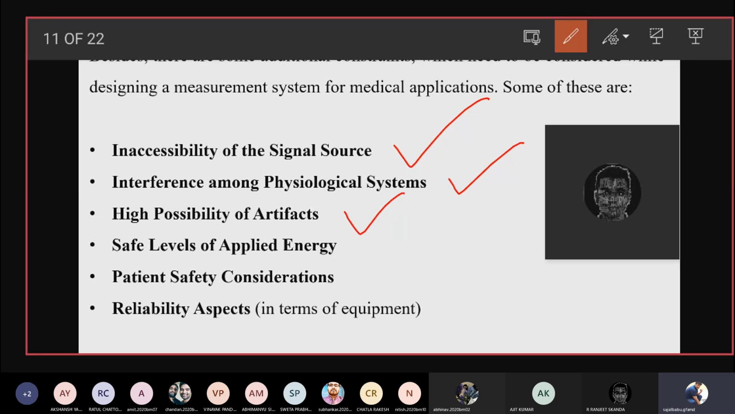Okay, and coming on to the next. The next important constraint that we have in medical instrumentation is safe levels of applied energy. Because we are going to use this instrument for a human subject or for an animal. Whenever you are going to use the instrument for any subject, the important constraint that you will have is the safe level of applied energy.